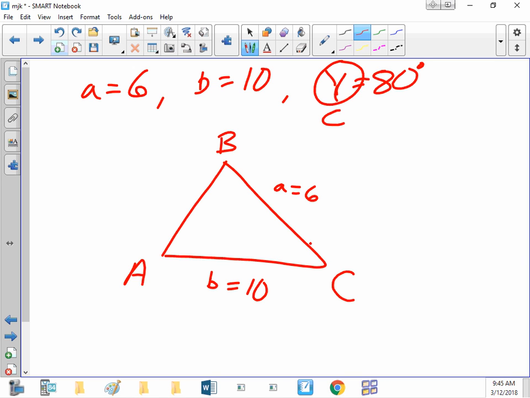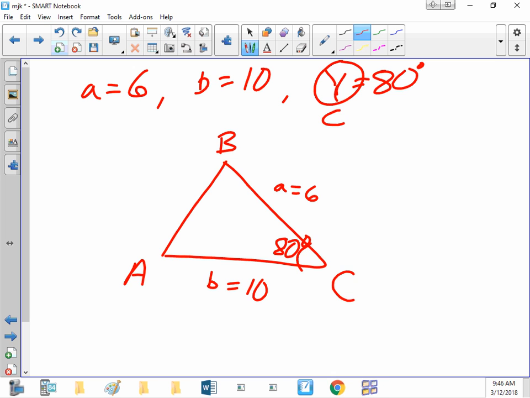and then this is 80. So in this case, I'm looking at side angle side. Now, which of the 3 formulas do I want to choose? Do I want the a squared formula, the b squared formula, or the c squared? How do you know c squared? The angle chooses it for you.